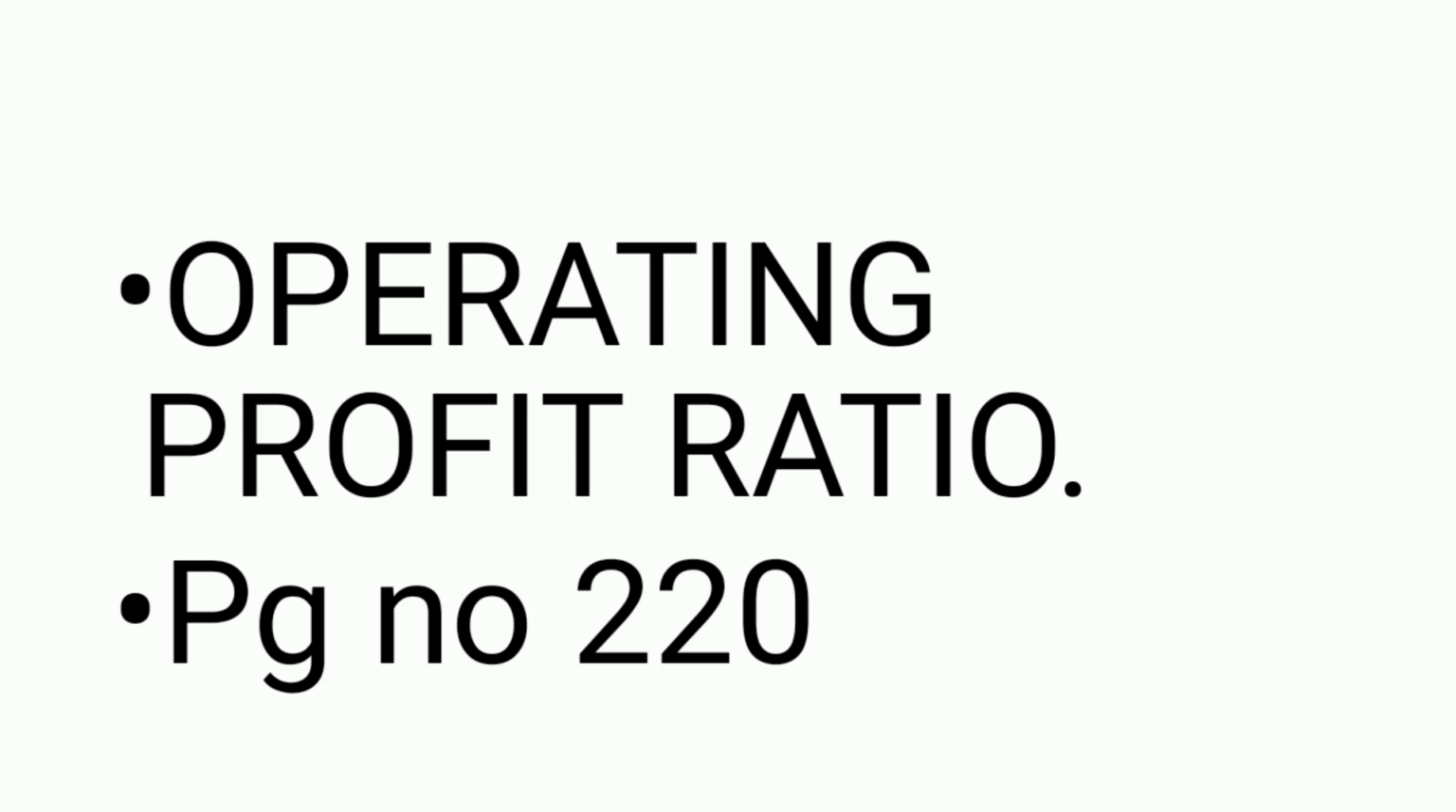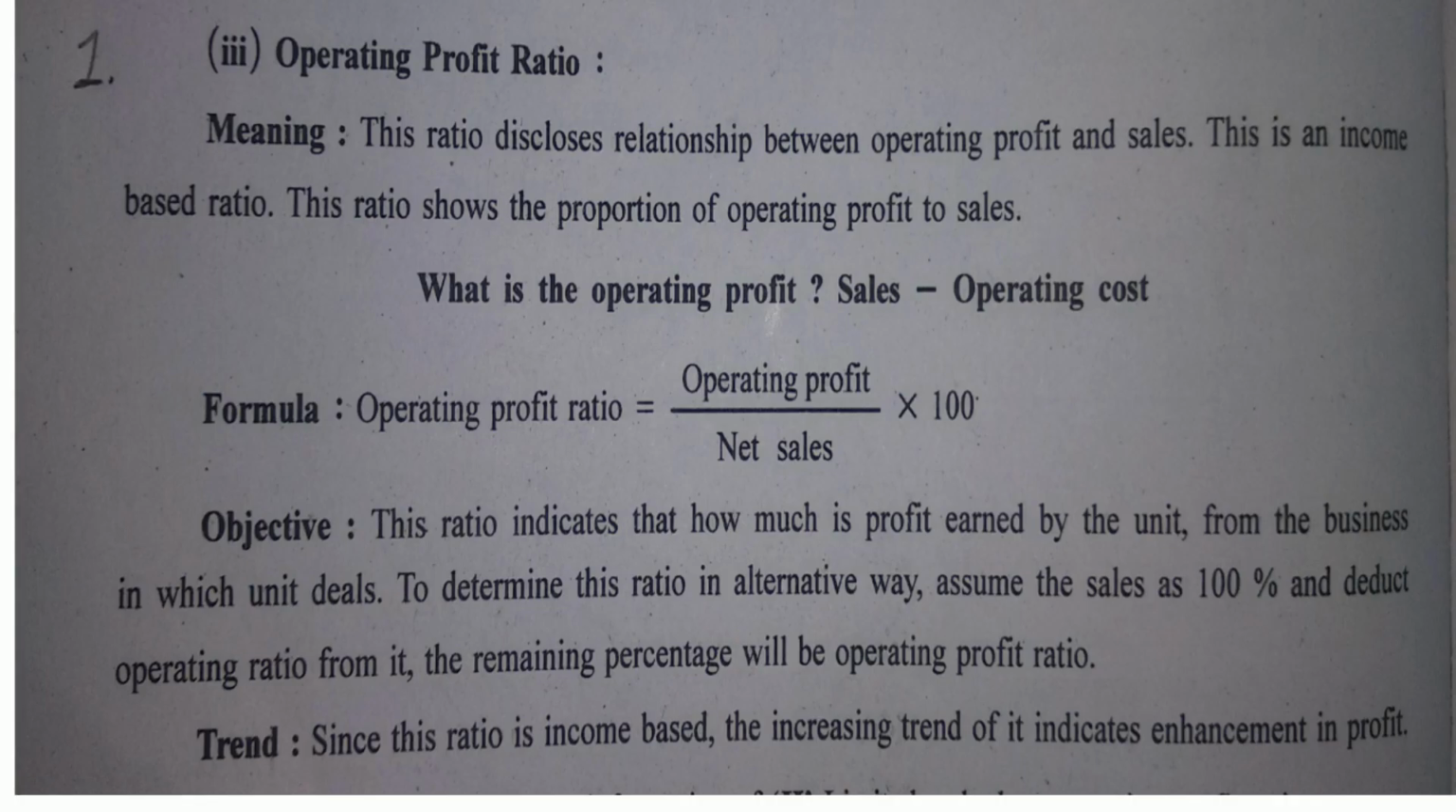The very next ratio, operating profit ratio from profitability ratios, is given on page number 220. I repeat, operating profit ratio is given on page number 220 in your textbook. You should have your textbook while you study this lecture. When you watch this lecture, actually, operating profit ratio, a proper image has been captured and has been presented on your screen.